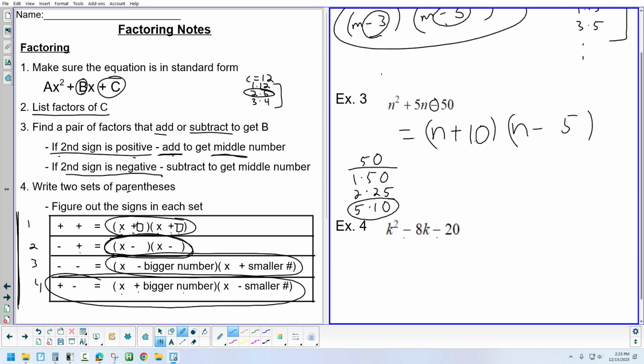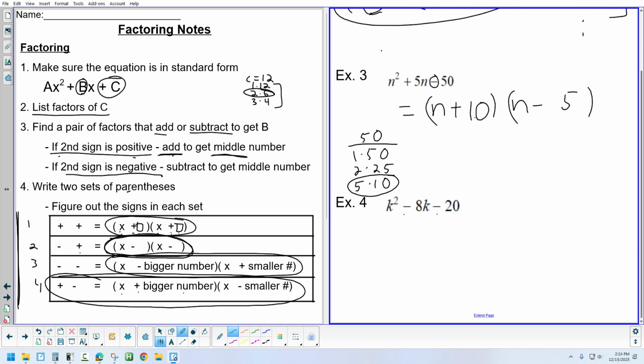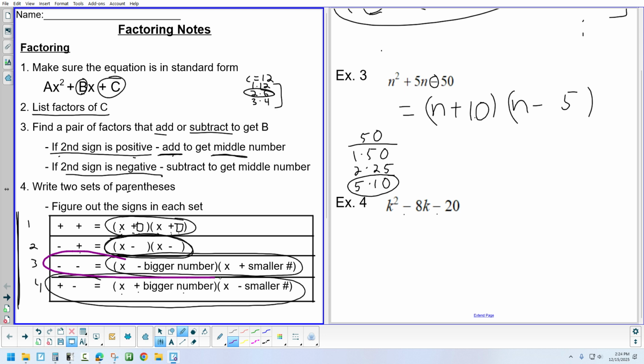Let's try one more. These are the hard ones, right? We'll do one more, and then I'm going to show you one of the easier ones. Okay, what's my first sign here? Minus, and my second sign? Subtract. What row has minus, minus? Second one is minus plus. Oh, I mean, the third one. Okay, third row is minus, minus.